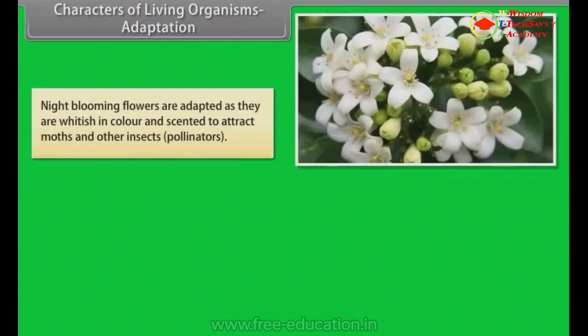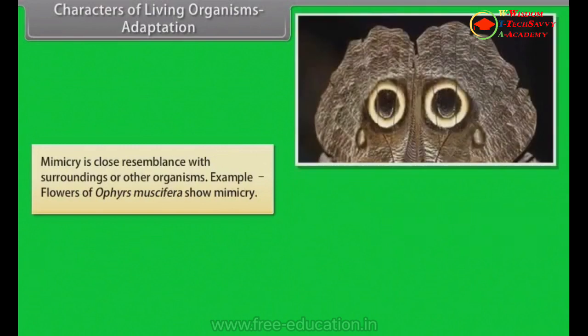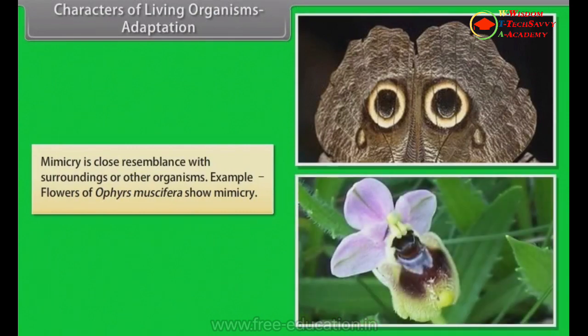Night blooming flowers are adapted as they are whitish in color and scented to attract moths and other insects, pollinators. Birds have wings for flight, boat-shaped body, beak, pneumatic bones, and feathers. Mimicry is close resemblance with surroundings or other organisms. Example: flowers of Ophrys muscifera show mimicry.